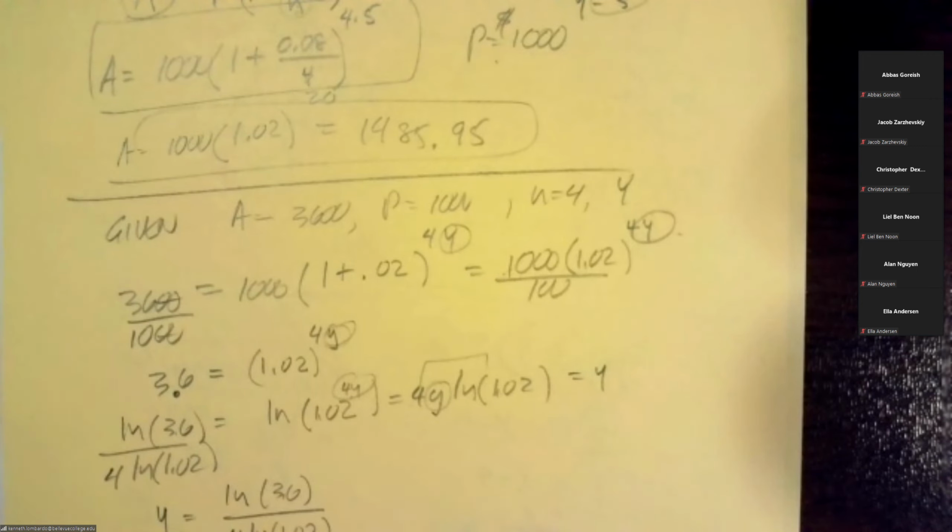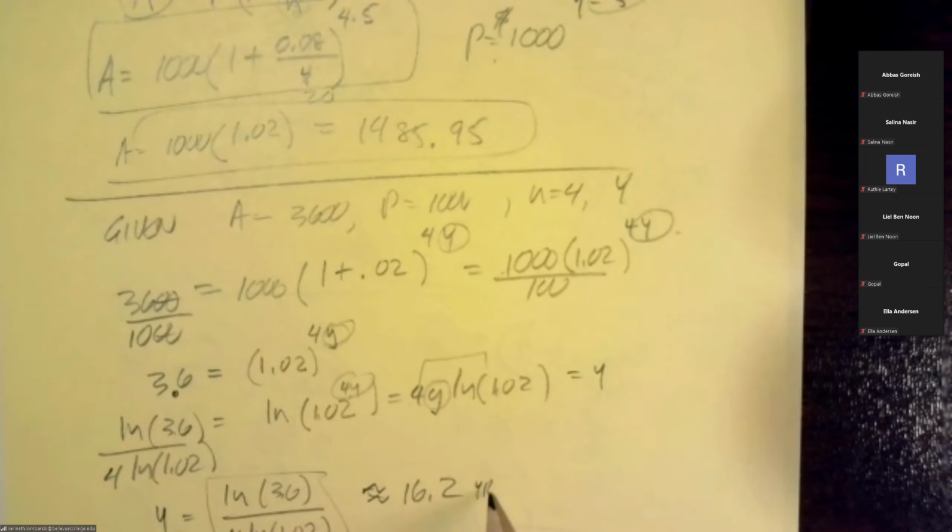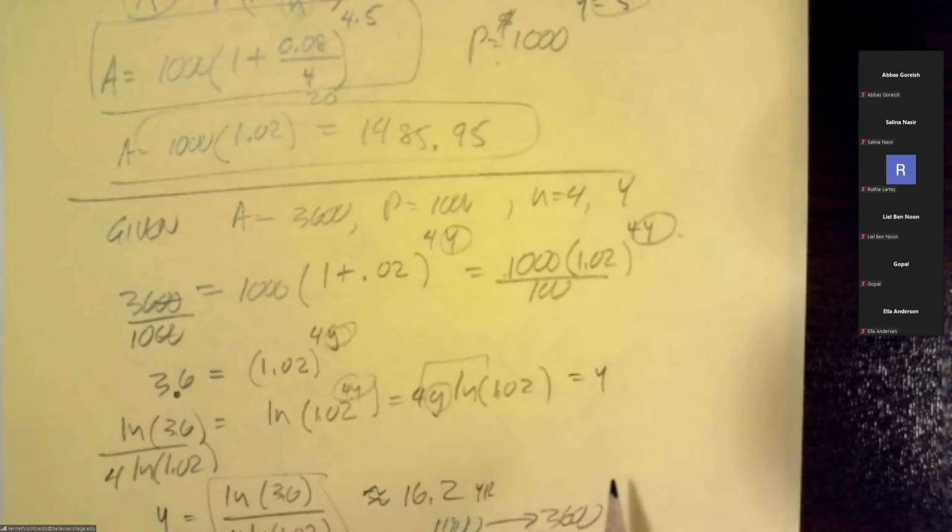That I can stick in my calculator, can I? Just put that in my calculator, and I think I get something like 16.2, which says that in approximately 16.2 years, 1,000 becomes 3,600 at an interest rate of 8% compounded quarterly.